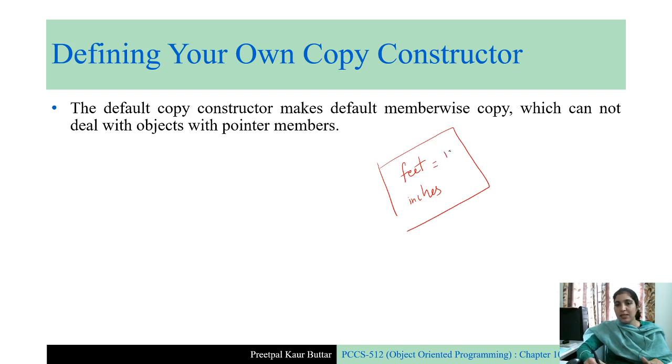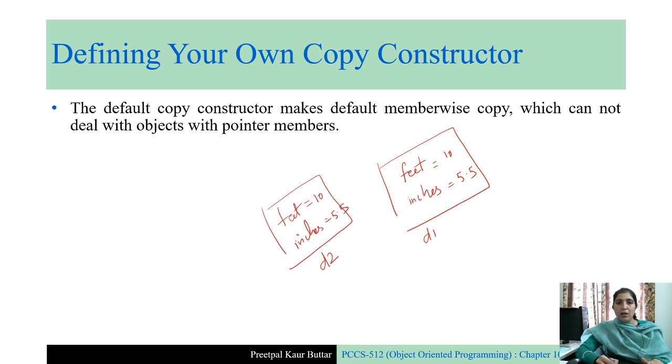Suppose this feet contains 10 and this inches contains 5.5. These same values will be copied. This is D1, suppose this is D2. The same values will be copied here. So this is the member-wise copy, 5.5. So it cannot deal with pointer members. How can we say that?